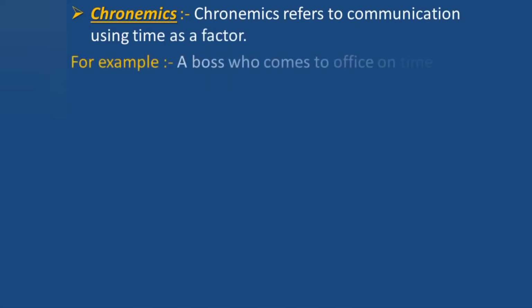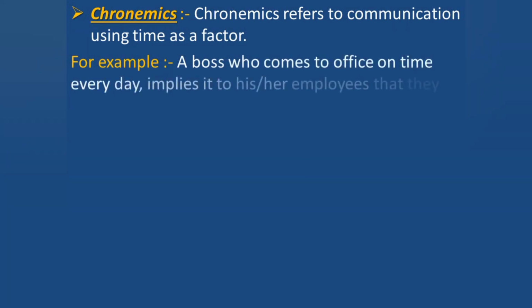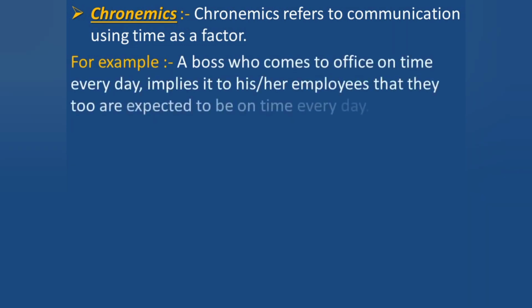Chronemics. Chronemics refers to communication using time as a factor. For example, a boss who comes to office on time every day implies to his or her employees that they too are expected to be on time every day.